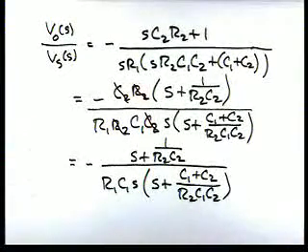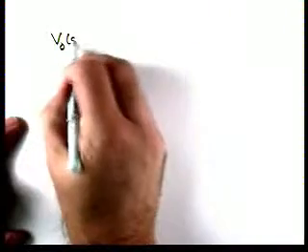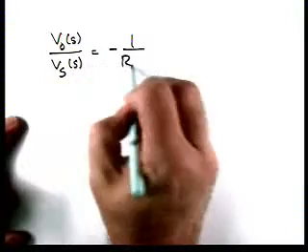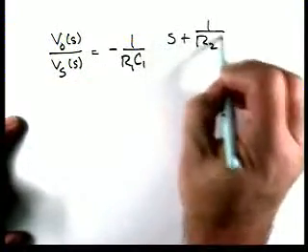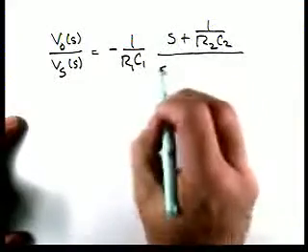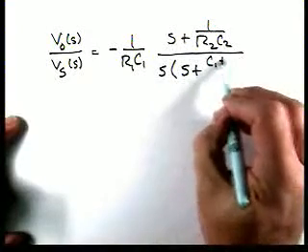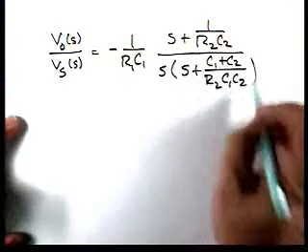So now we've worked on it, so let's rearrange it one more time into this form. So now we'll have V0 of S over Vs of S. We'll have minus 1 over R1C1. We'll have S plus 1 over R2C2. We'll have S, and then times the quantity S plus C1 plus C2 over R2 C1 C2.